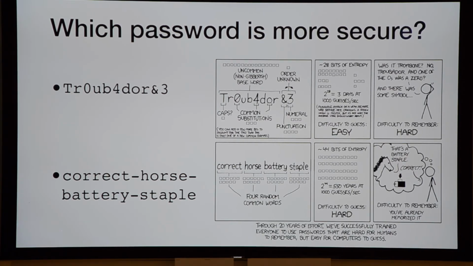And the interesting thing is, the entropy of this password, so the data information of this second password, is much higher than the first one, which also makes it much harder for a computer to guess it in a brute force way. So it says here it would take 550 years with the same guessing rate of 1,000 guesses a second. So I really like this comic because on the bottom it says, through 20 years of effort, we have successfully trained everyone to use passwords that are hard for humans to remember, but easy for computers to guess.